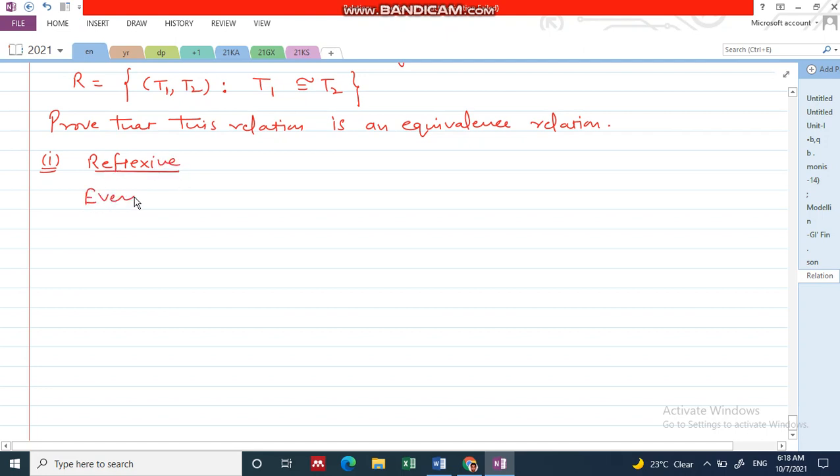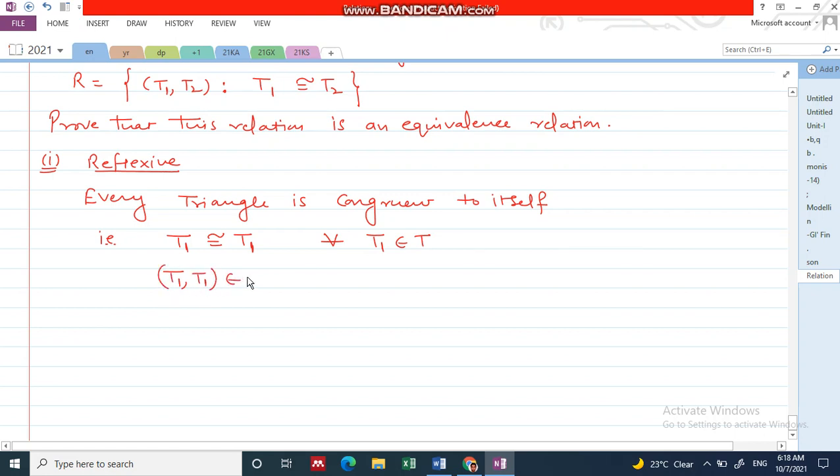Every triangle is congruent to itself. That is, if you take a triangle T1, then T1 is congruent to T1, and it holds true for all T1 which are members of T. So as T1 is congruent to T1, it means that (T1, T1) is a member of the relation, and it holds true for all T1 belonging to T. It implies that this relation is reflexive.